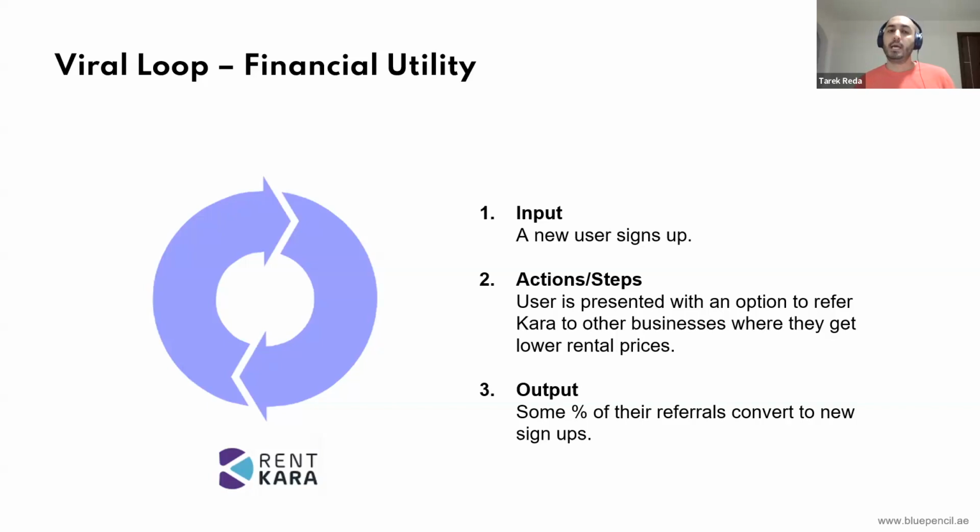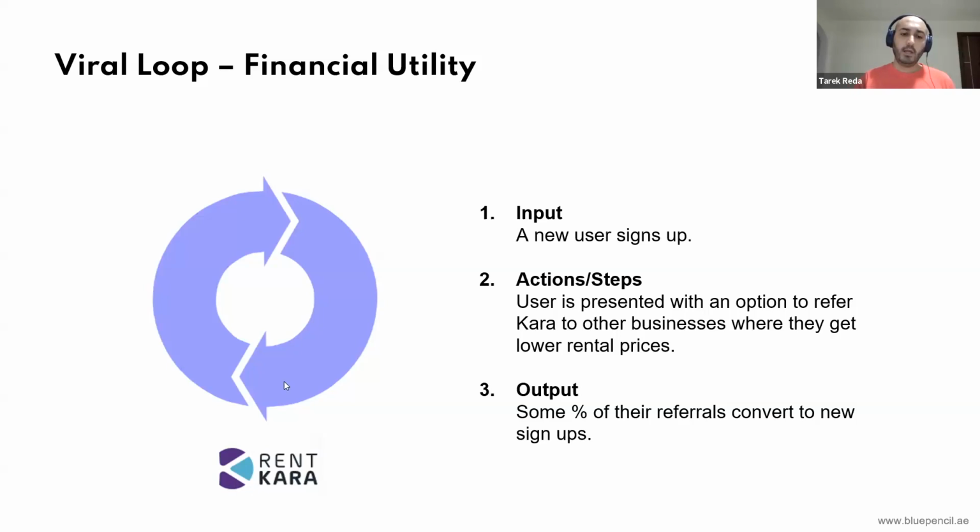So Dropbox, one of their biggest growth levers, one of the things that made them explode back in the day when they first launched, is the idea that when I invite someone else and that other person signs up on Dropbox, I get extra storage. All right, so what I'm doing now is that I'm getting financial gain because I'm getting more for the same amount that I'm paying. So that's a viral loop with a financial utility.